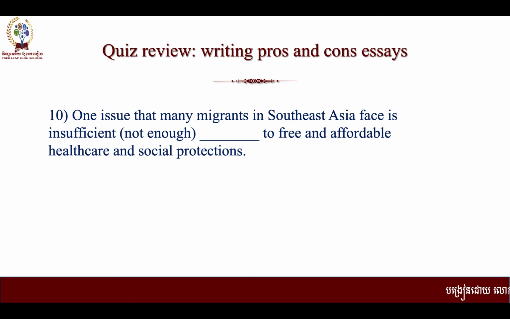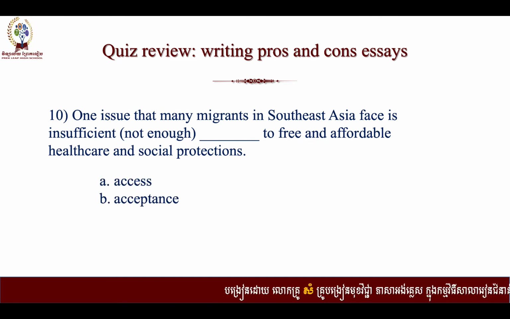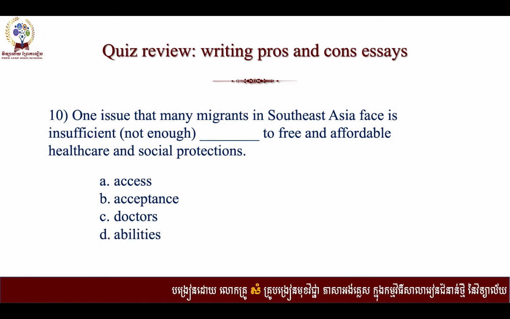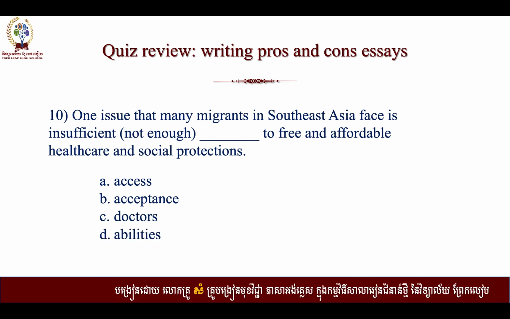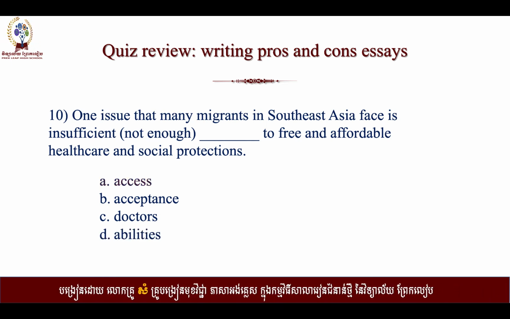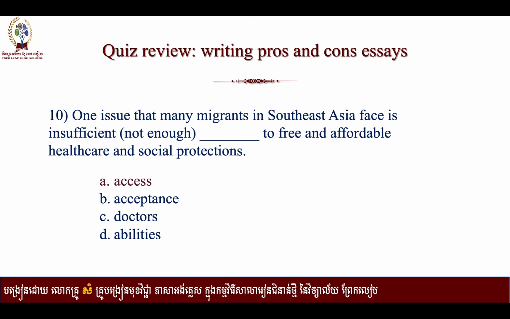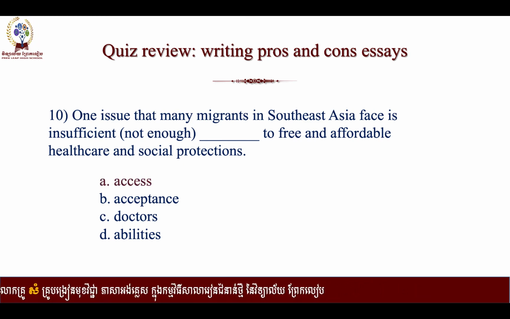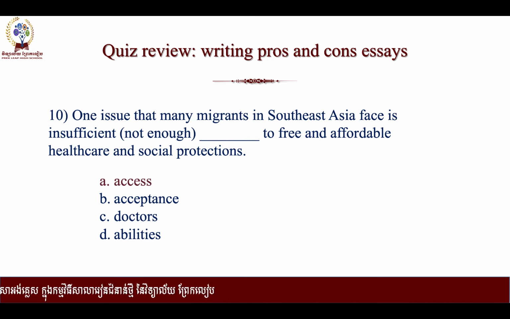One issue that many migrants in Southeast Asia face is insufficient or not enough blank to free and affordable healthcare and social protections. Access, acceptance, doctors, abilities. And so here we know the answer is going to be access, because access we know is to get close or near to, or to obtain or to get something, right? So we know that access makes most sense in this context of this sentence.